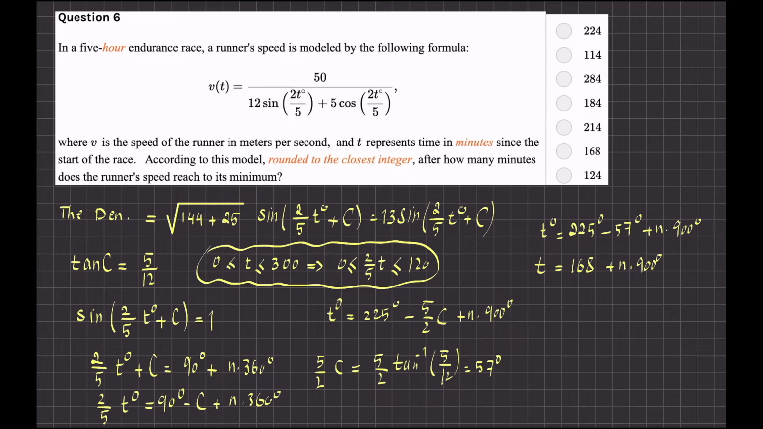Of course, I have to be within the range between 0 and 300. So if I choose a negative value for n, it will not work, it becomes negative. If I choose 1, 2, etc., it will not work, it will go beyond 300. So the only choice that I have is n equals 0, and it gives rise to 168 minutes. So this is the answer. So this means that I have to choose this option. Yes? Okay, so now let us go to the next problem.